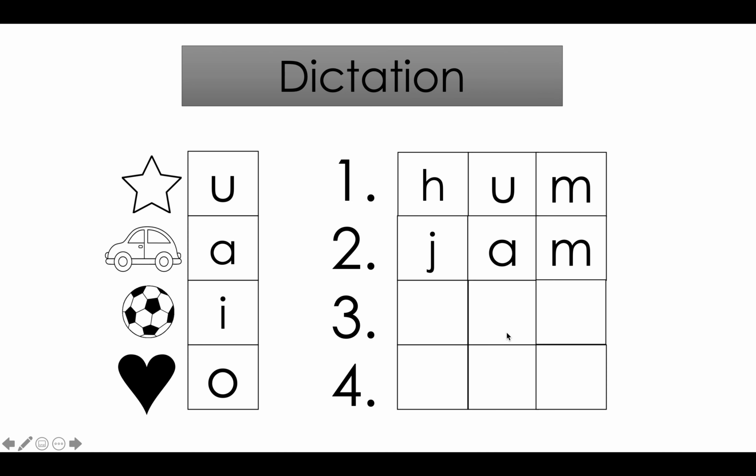The next word is pig. Pop or chop all the sounds in pig by yourself. Write the first sound you hear in pig. And the next sound you hear in pig. And the last sound you hear in pig. I, g. Great work. The last word is not. Pop or chop all the sounds in not by yourself. Write the first sound you hear in not. And the next sound in not. And the last sound in not. Let's check it. N-O-T. Amazing work.